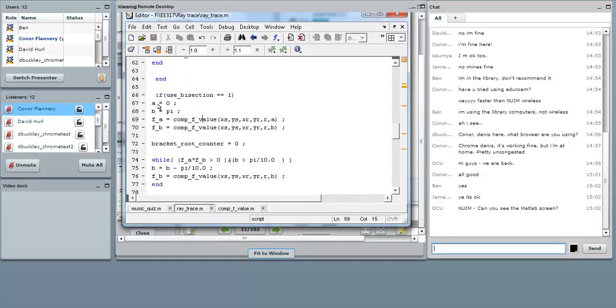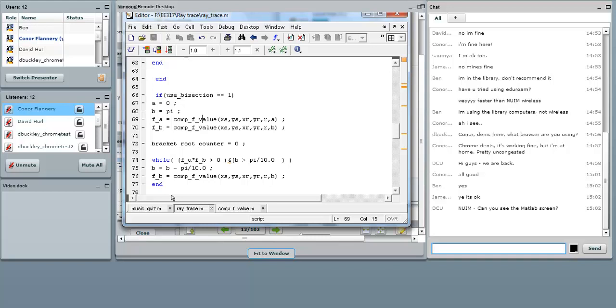So using the bisection method, we have a guess for A, a guess for B. We work out F of A, we work out F of B, and we check. While F of A times F of B is greater than 0. Well, if the product is greater than 0, it means they're both on the same side. They're both either positive or they're both negative. Okay, so it means there is not a root between them. So while this is the case, it means there is not a root between A and B.